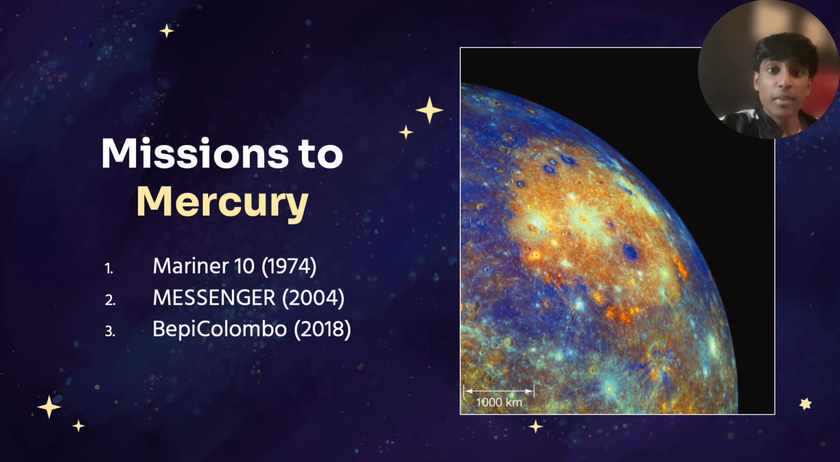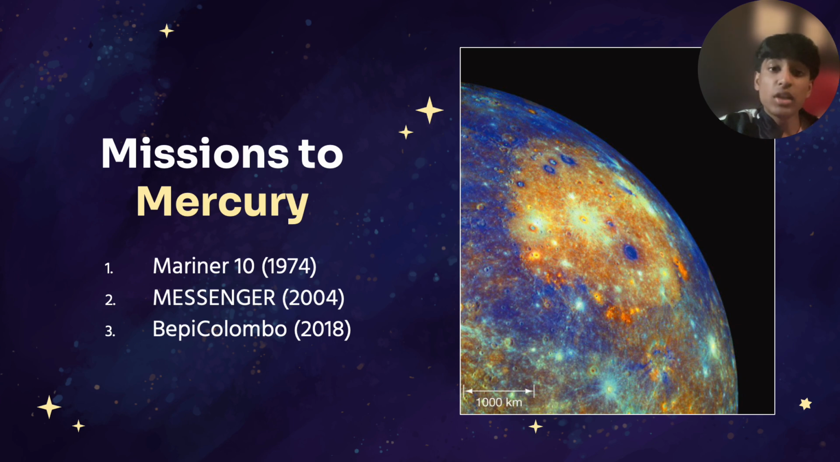Then, NASA's Messenger mission orbited Mercury from 2011 to 2015 and provided lots of detailed information. It mapped the entire surface, measured the magnetic field, studied the composition of the crust, and confirmed the presence of ice in permanently shadowed craters at the poles.